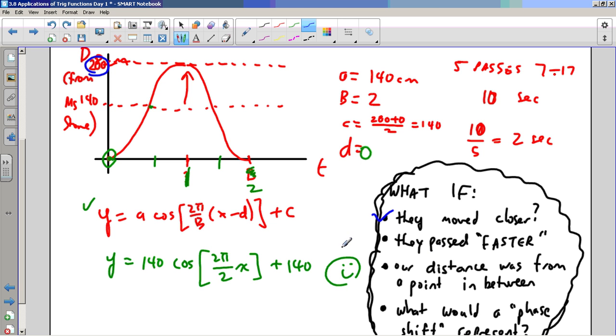And similarly, if they just passed it faster, assuming they're back at their 280 centimeters apart, if they passed it faster, what would change? Well, it would just complete a cycle faster, so this number would be a smaller number. The period would be lower. This might be 1.5 seconds instead.